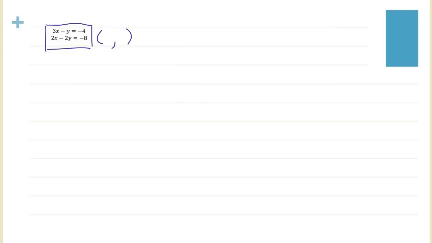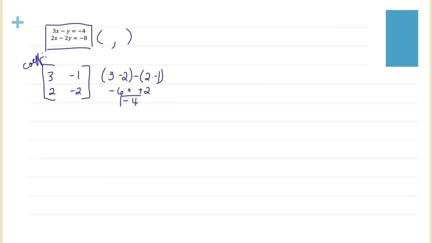So we're first going to set up the coefficient matrix. And I like to label it, just abbreviating. And so our coefficient matrix this time is going to be 3, 2, negative 1, negative 2. And you know me with signs, I like to double check. Positive, positive, negative, negative. Okay, good shape. I'm going to evaluate that. 3 times negative 2 minus 2 times negative 1, negative 6 minus negative 2, negative 4.